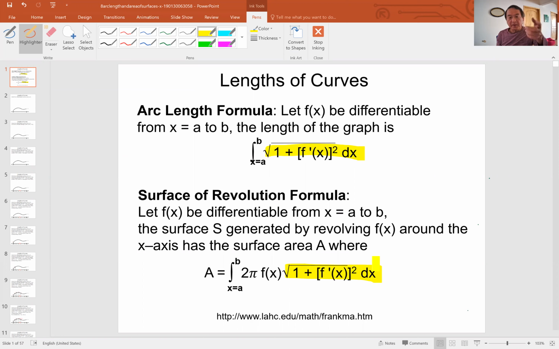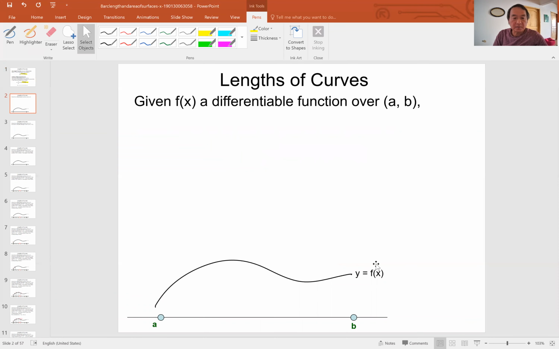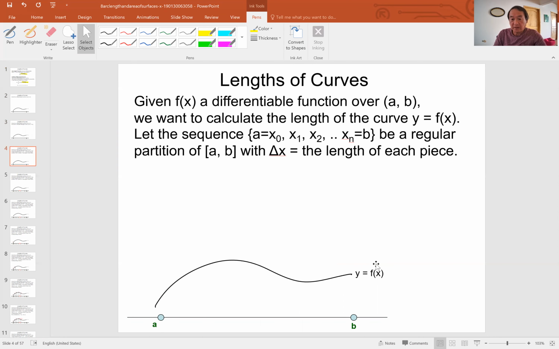You will see shortly that it is a short line segment that replaces the curved segments. It's a line approximation of a small piece of curve, and this is how we go about it. So here I have a function from A to B, and I want to find the curve length.